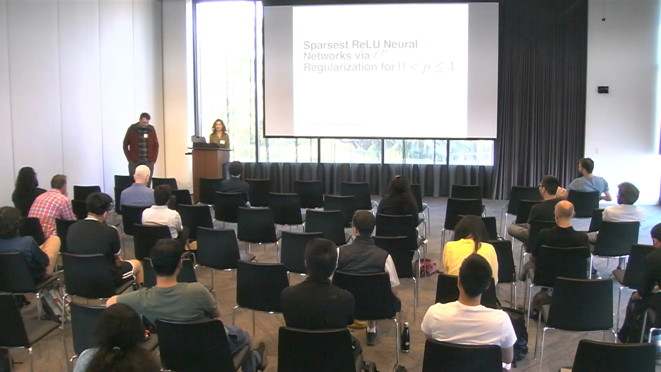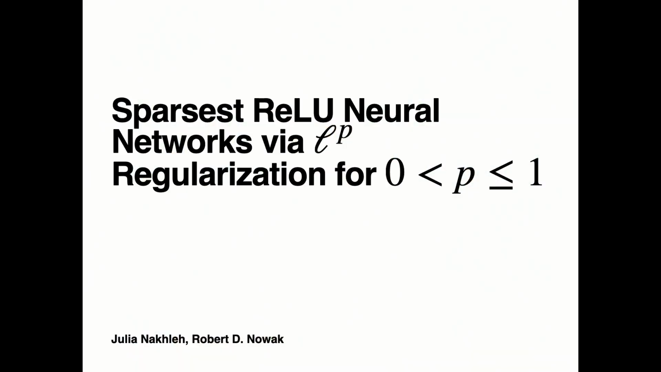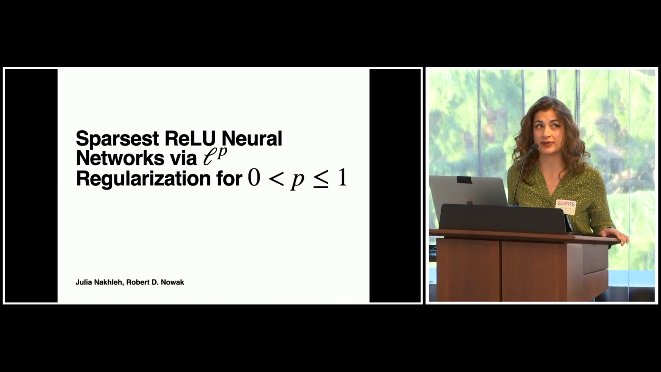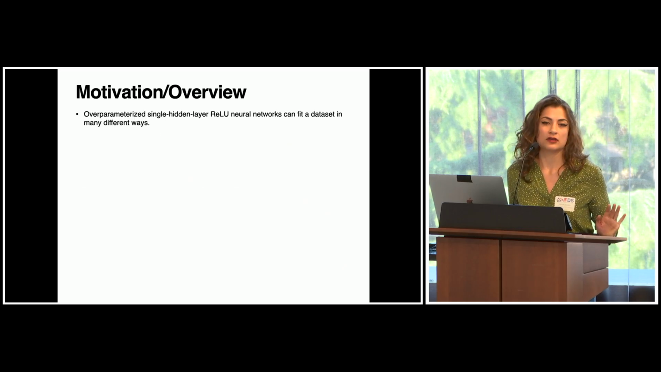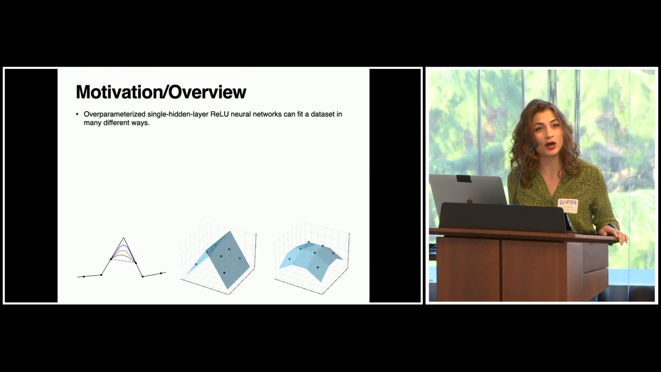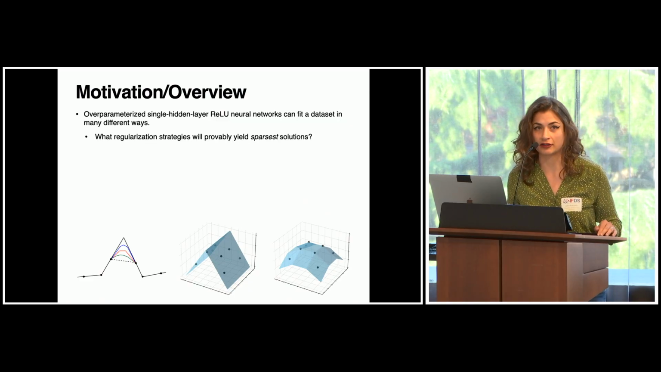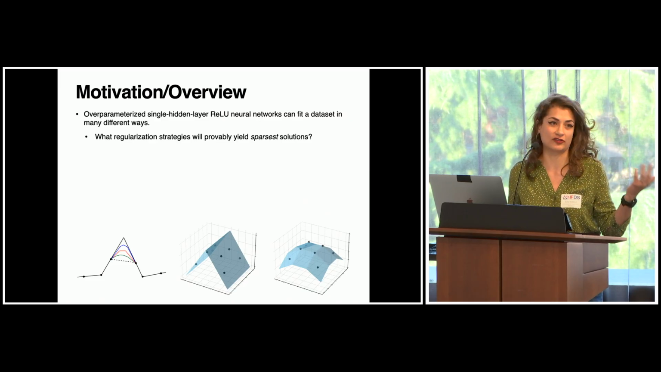Yes, hi. So I'm going to talk about some recent work that Rob and I did, which shows that sparsest solutions to neural network training problems for single hidden layer ReLU networks are provably recovered by an LP type of regularization with p between 0 and 1. Particularly, we're studying over-parameterized single hidden layer ReLU networks. That type of model can fit a given data set in many different ways. What we want to know is, are there any regularization strategies which are guaranteed to give you a sparsest solution?